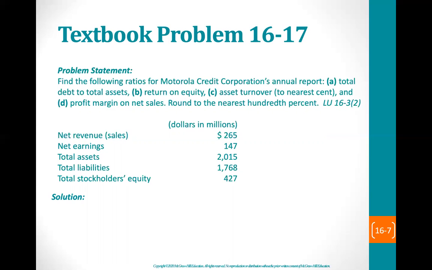So in the first example, we want to calculate total debt to total assets. The formula for that is total liabilities divided by total assets. Our total liabilities is $1,768. Our total assets is $2,015. $1,768 divided by $2,015 is 87.74%.